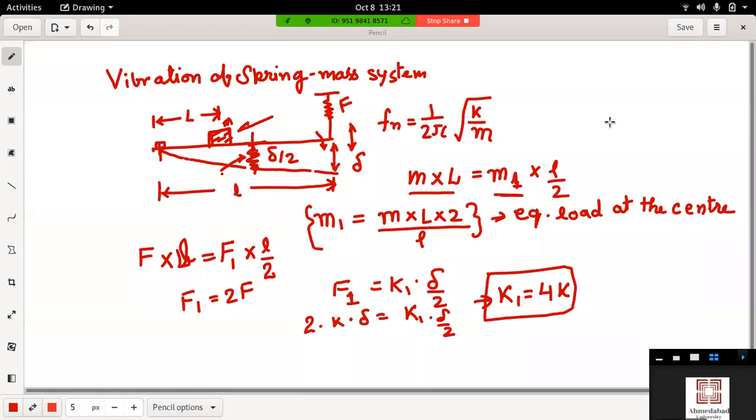So once we know this, the natural frequency of this system can be determined using this formula: 1 by 2 pi under root K1 by M2, where M2 is the total load. It means M1 plus the beam weight or mass of the beam.